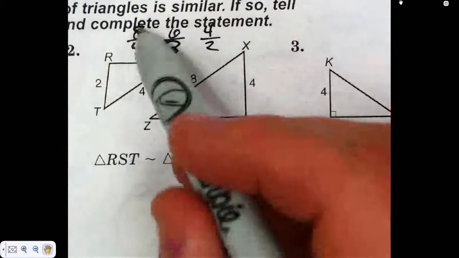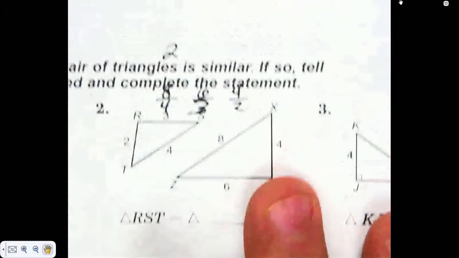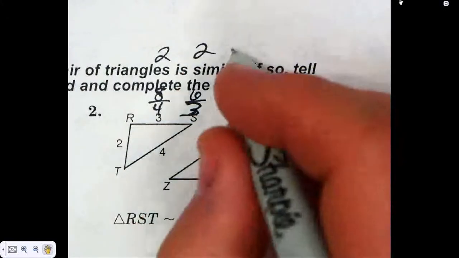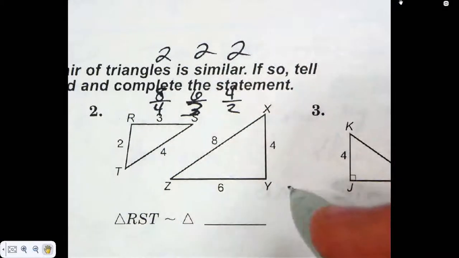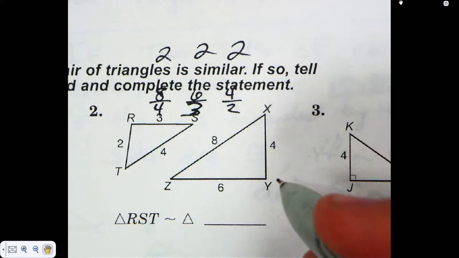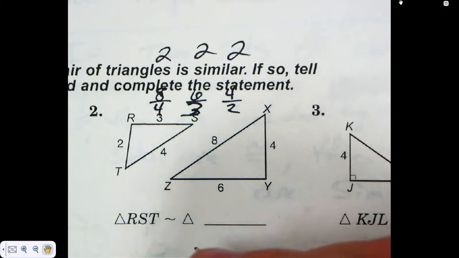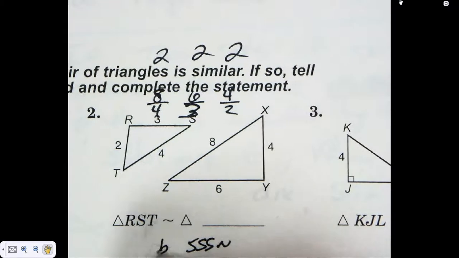If you'll notice, 8 over 4, that reduces to what? 2. 6 over 3, that reduces to 2. 4 over 2, that reduces to 2. So, do you have 3 sets of corresponding sides that are similar? You do. So, they are similar by side, side, side similarity.